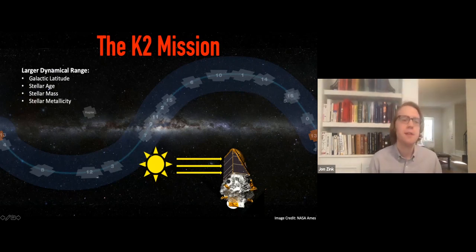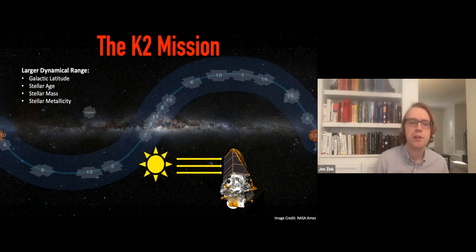But it really enables us to do a lot of great new science, because with the K2 data, we can look at how demographics change as a function of galactic latitude, stellar age, stellar metallicity, and stellar mass, because the Kepler sample is relatively focused on a lot of FGK stars with a really tight distribution on solar metallicity. So the K2 mission is really the future for demographics as of right now.